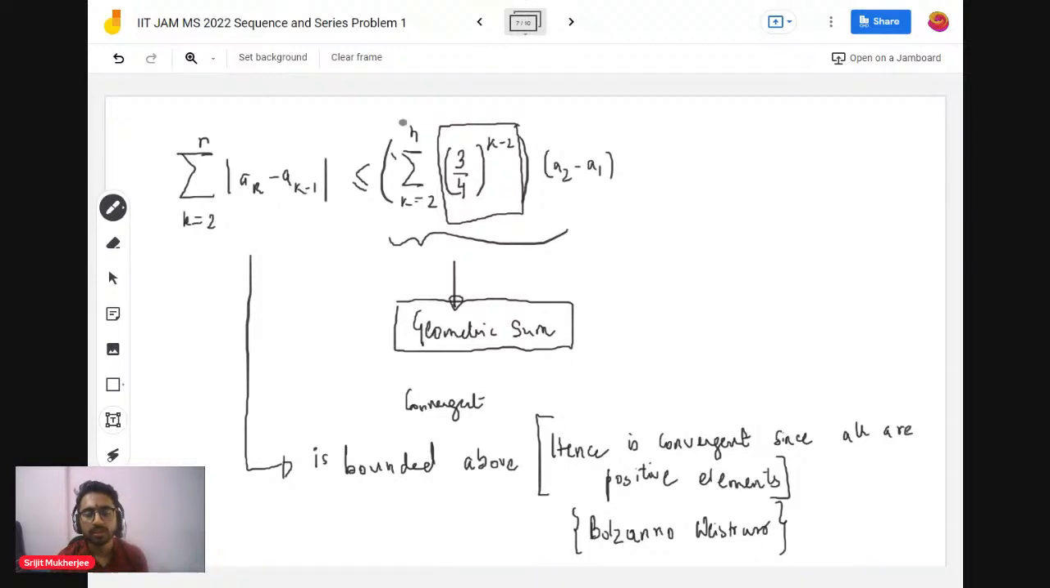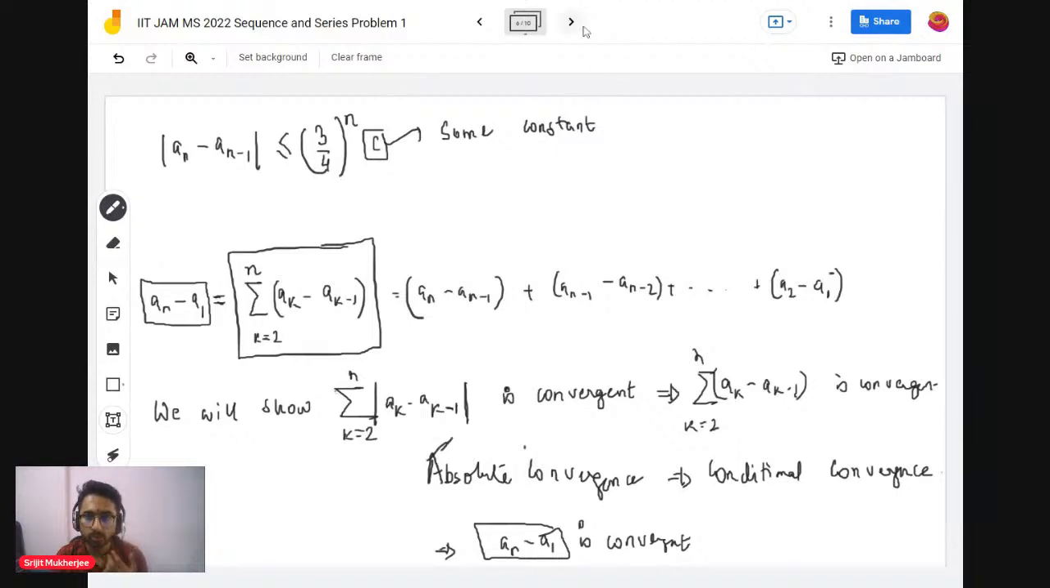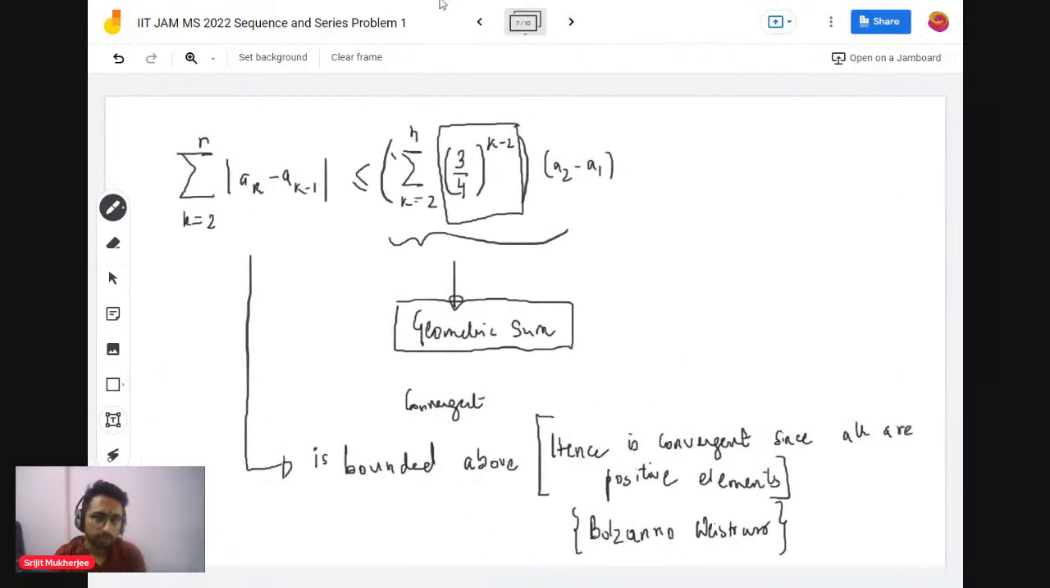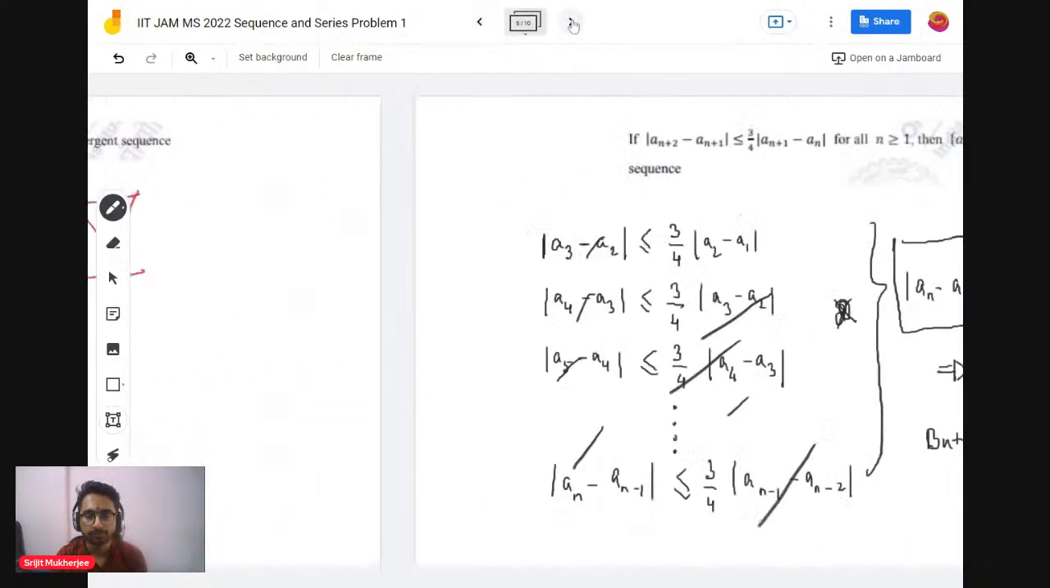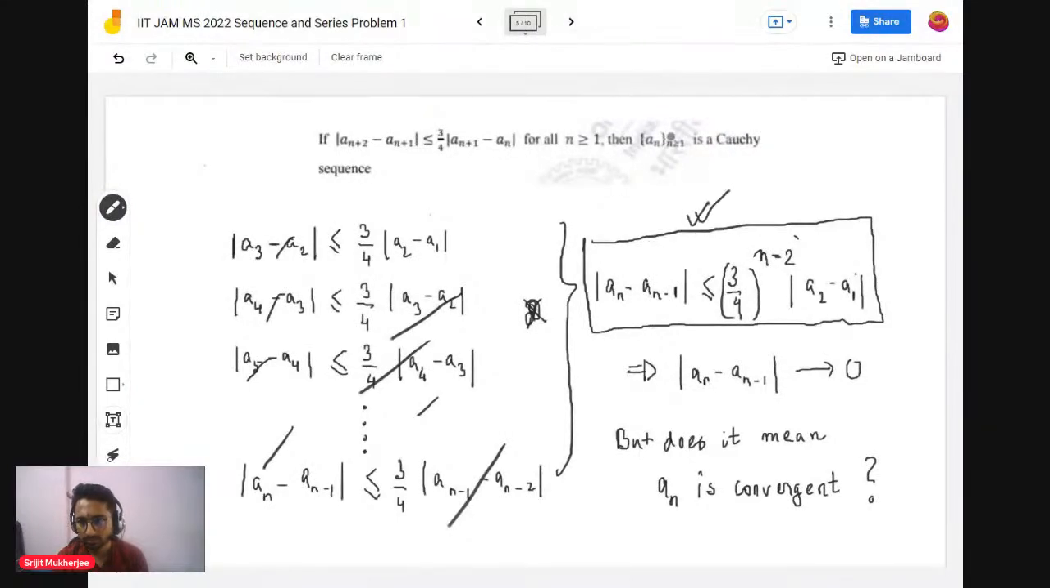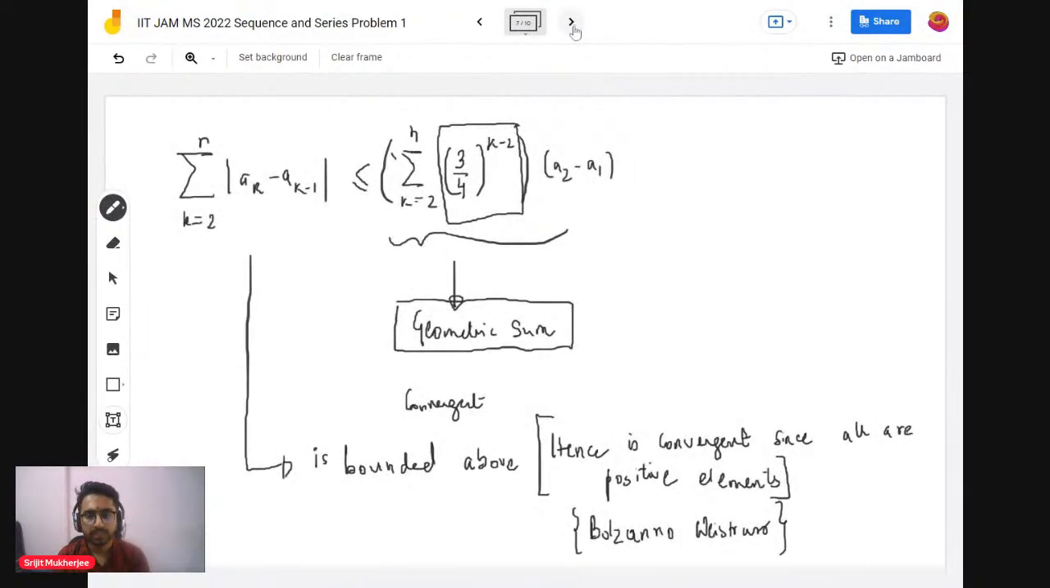Observe that we will now show absolute convergence like this. Each one of them is less than or equal to this times this constant. So we add this up till n. That's really cool, right? As n tends to infinity, we see that this is a geometric sum. This is something convergent, something positive, something bounded out here. So it's a geometric sum, it converges.